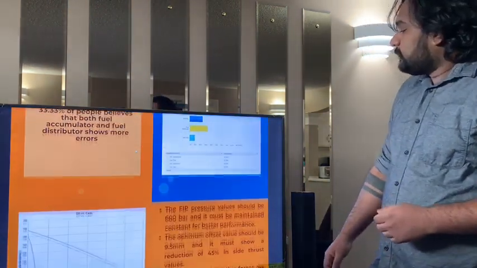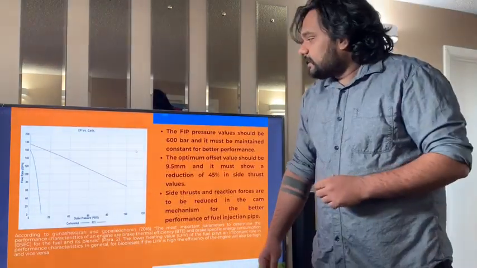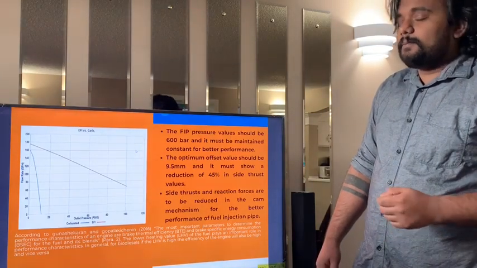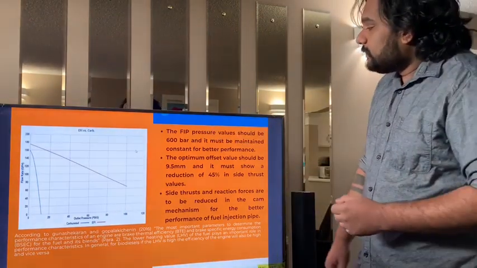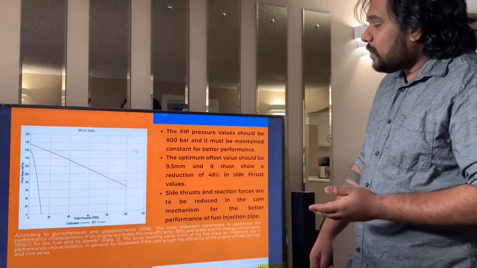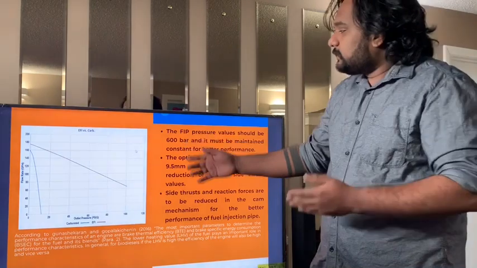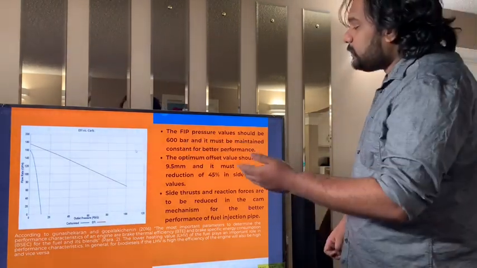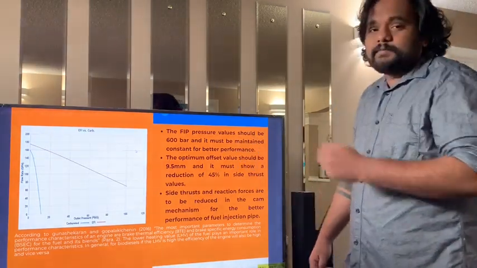Moving on, this is the chart that shows the flow rate and outlet pressure in the fuel injection system. As we can see, if there is a gradual increase in the outlet pressure, the flow rate gets reduced. So this has to be precise when considering these parameters. Whenever there is an increase in outlet pressure, the flow rate should be reduced to get better performance.